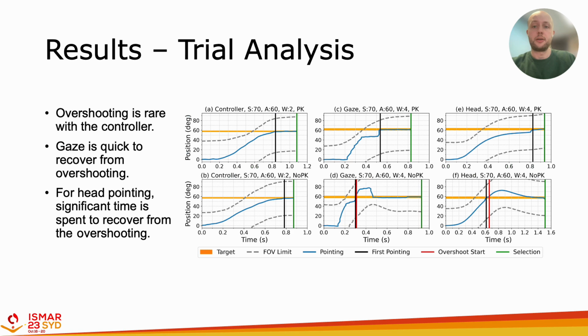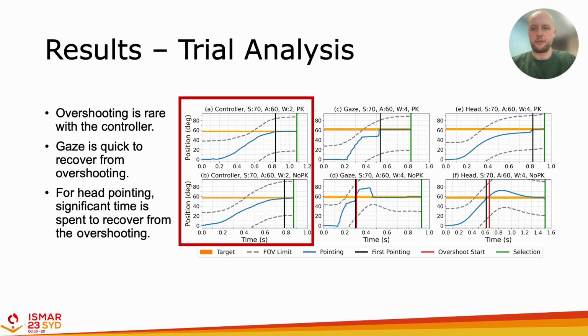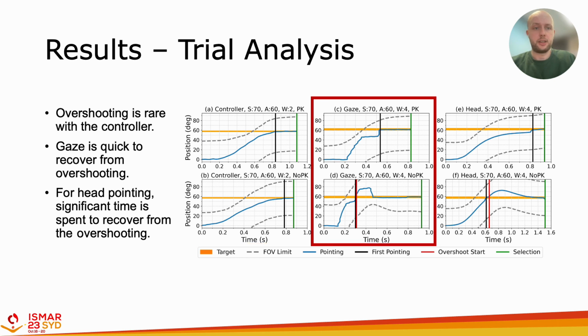So here we can see individual trials for each modality and with and without prior knowledge. So we can see that for the controller, overshooting is rare, as we can see on this and this graph, as users can quickly select targets after finding it and reaching the target due to visual feedback during pointing. So you can kind of predict when the target will appear, when the cursor will appear on top of the target. For gaze, we can see that it's very quick to recover from an overshoot due to you not knowing the target position.